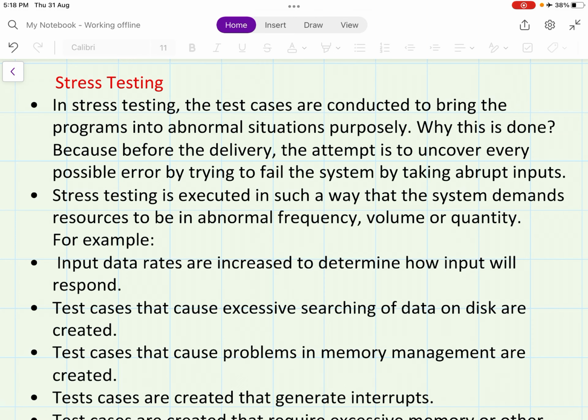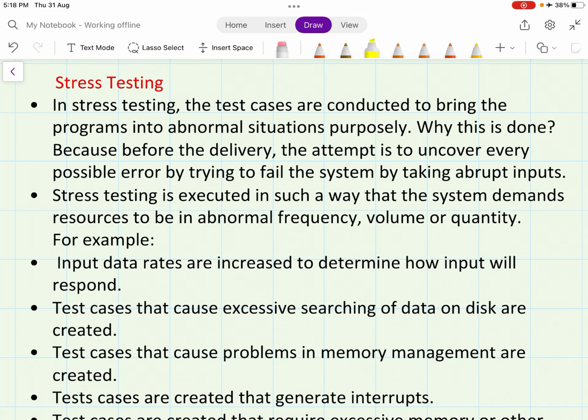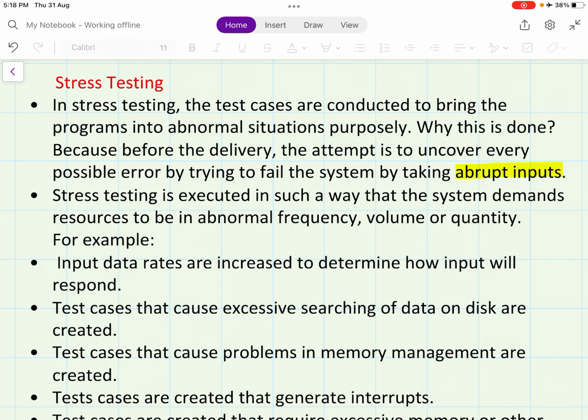Because before the delivery, the attempt is to uncover every possible error by trying to fail the system by taking abrupt inputs. So you are taking some abrupt inputs. Why? To check whether the system is giving a proper output or not. To check whether all possible errors which can happen have been checked, have been corrected or not.